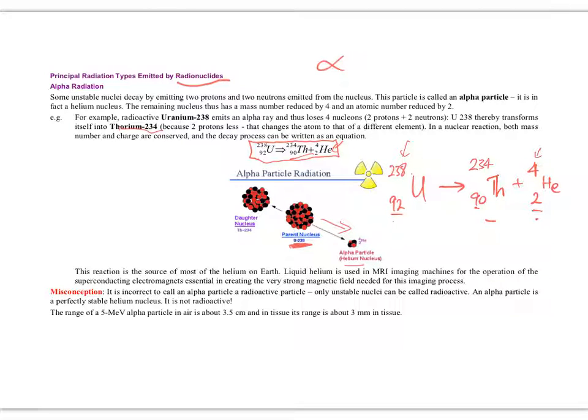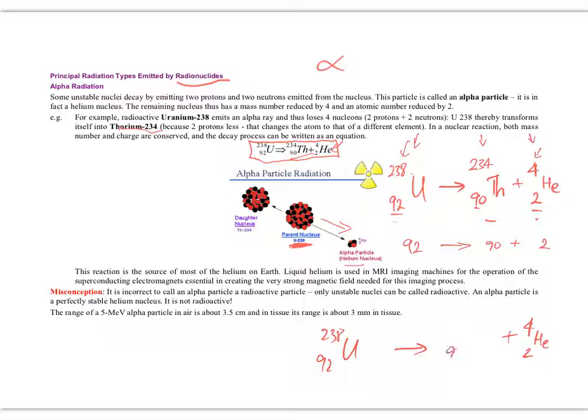Now the bottom row is the equivalent. So you've got 92 protons on this side. Think of the arrow as like a seesaw pivot. On the other side we've got 90 plus 2. The top row is the same. We've got 238 nuclear particles, has to equal 234 plus 4 nuclear particles. So that's our equation. U, 92, 238, undergoes alpha particle decay.